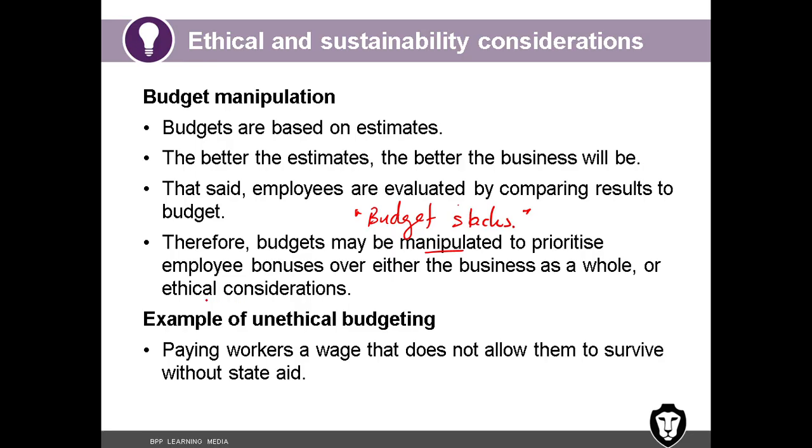This is unethical as well. Employee bonuses over either the business as a whole or ethical considerations. Examples of unethical budgeting: paying workers a wage that does not allow them to survive without state aid. That means paying very low salaries to employees. Why? You want to achieve profit targets. That's unethical. Managers might do that. I already explained a couple of other unethical measures also. Buying materials from suppliers who don't have proper working conditions, who don't recruit the right labor, they have child labor and all that. So that is unethical.